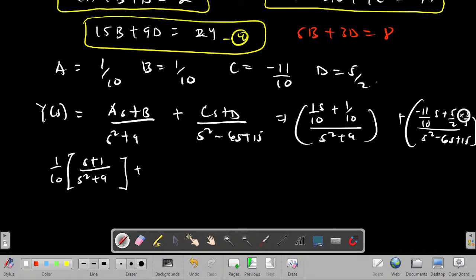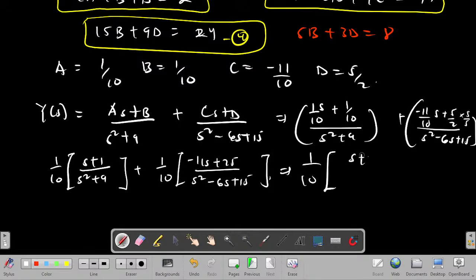I haven't done anything. I haven't changed anything. Remember, this is 1. This gives me 25 over 10. That means I can factorize 1 out of 10 out, right? So I have another 1 out of 10 out. And I'll have negative 11s plus 25 over the expression s squared minus 6s plus 15, right? Nicely done. Then I can say that 1 out of 10 generally out, s plus 1 over s squared plus 9, plus negative 11s plus 25 over s squared minus 6s plus 15.